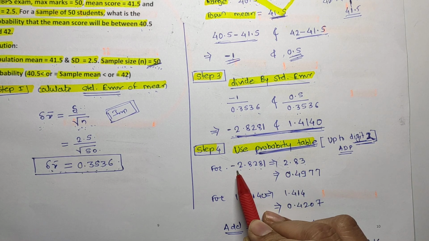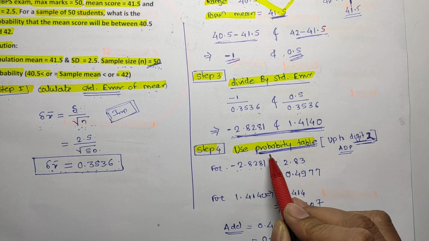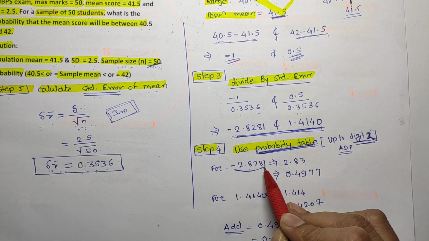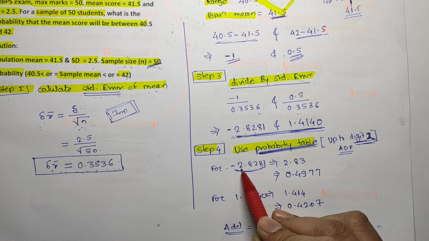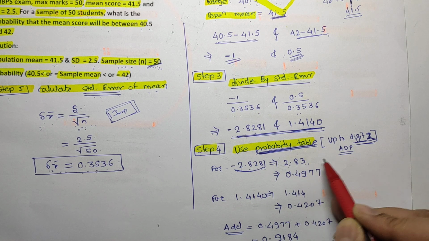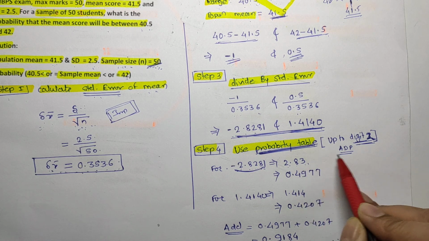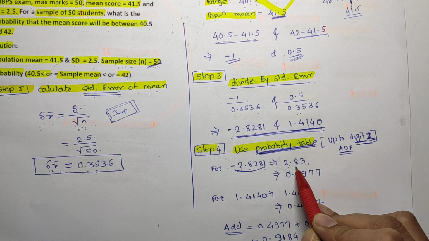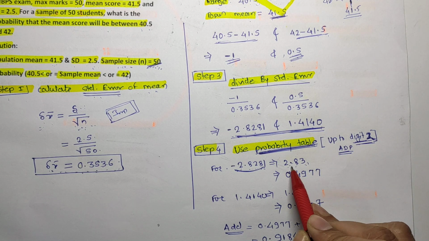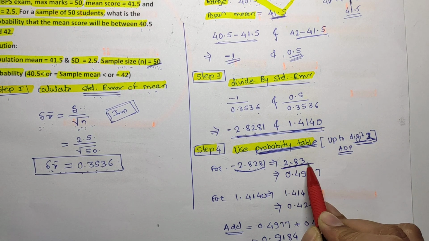You can ignore the minus sign when you look at the probability table; you can ignore the negative sign. So 2.8281 you can write as 2.83, up to 2 digits after the decimal point. So how to find the z value for 2.83?